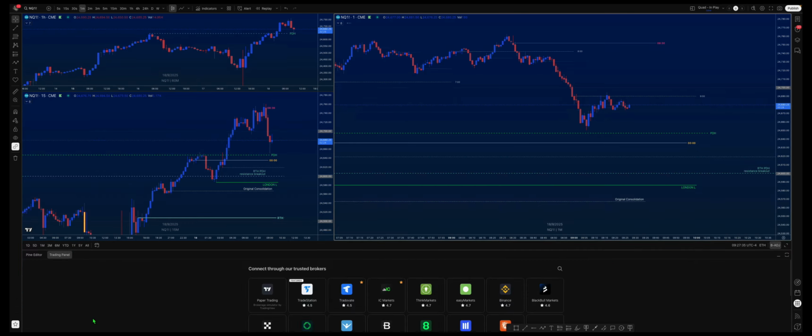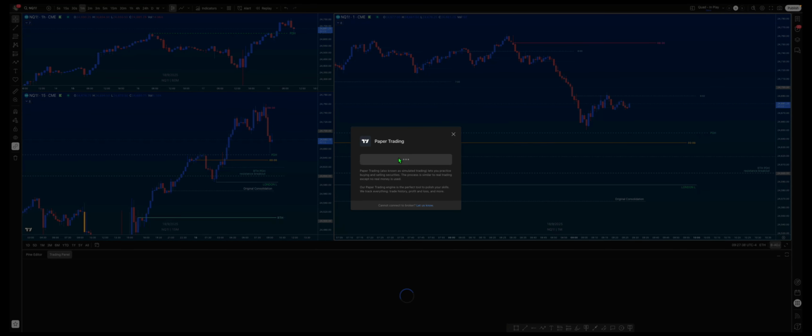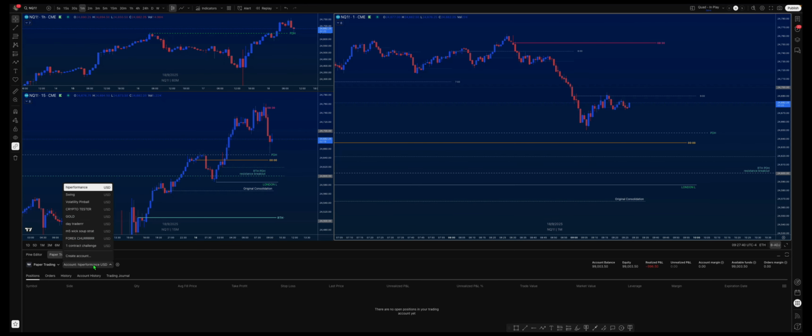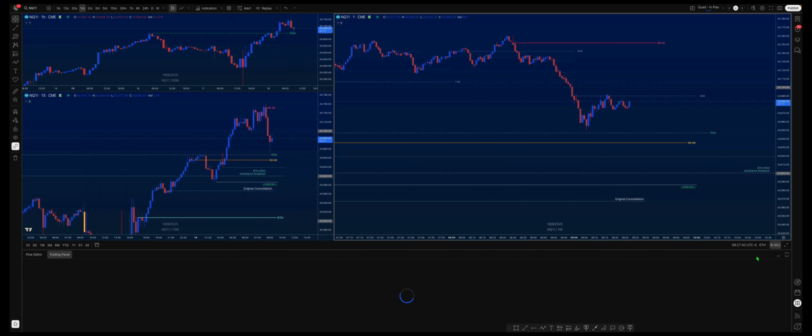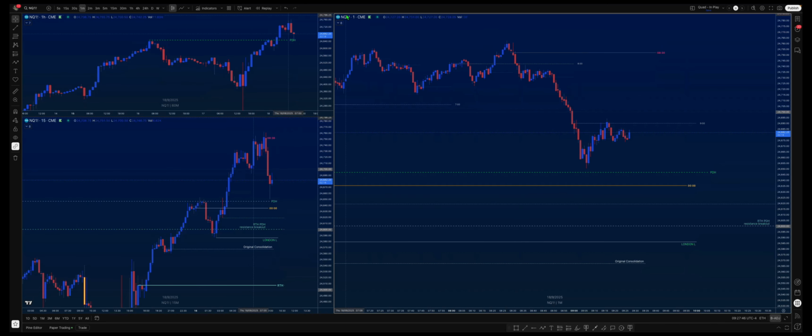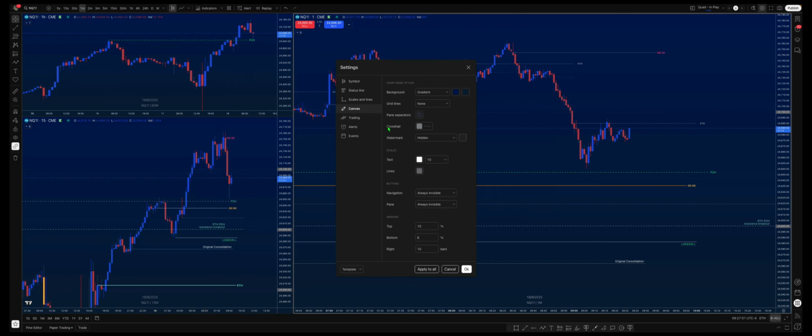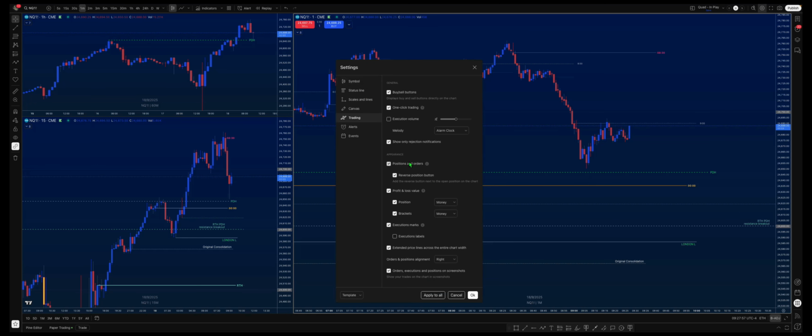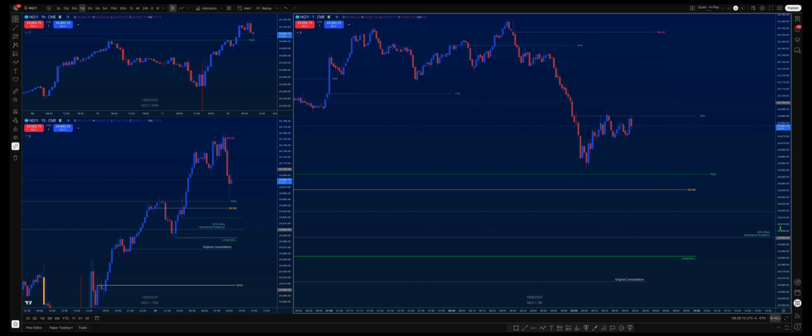I'll log into paper trading accounts. Day trader, that'll do. And I'll just check that all my settings are good to go. So this is the very last second, as you can tell. Trading. So turn that off and apply to all. And now I'll turn that on there. Cool. And I'll try it with 3 contracts.